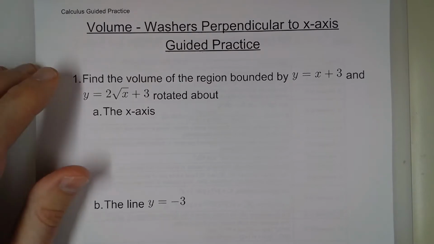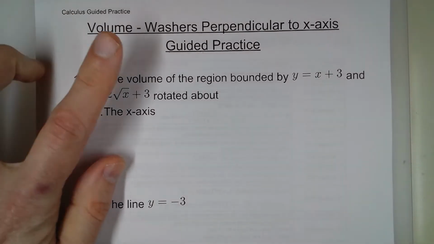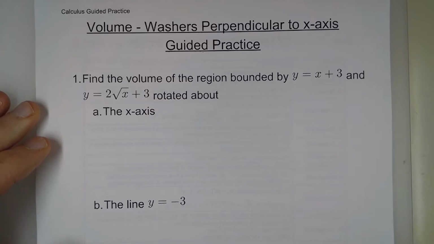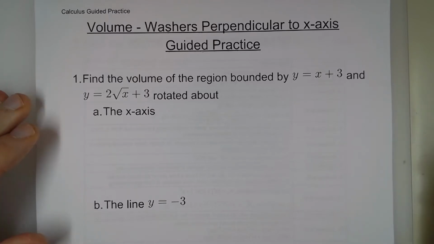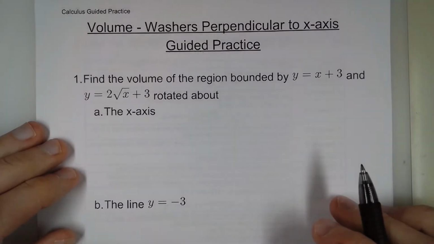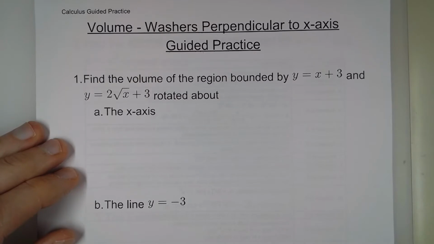So today we're talking about finding volume using the washer method. Now in a previous video we talked about finding volume, and the region that we're going to draw is not going to border what we're rotating around. So there's going to be some empty space that we have to take into account.